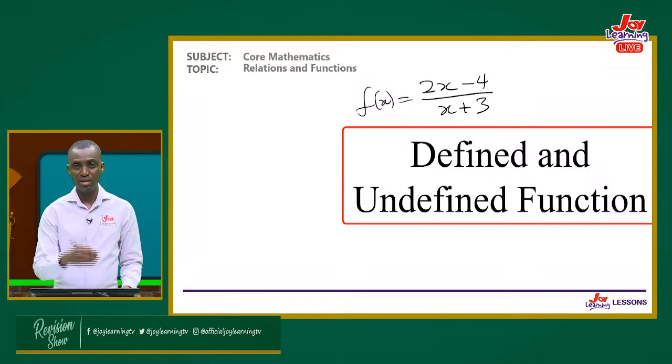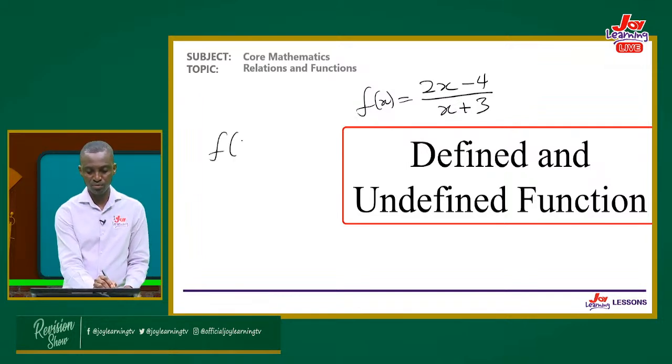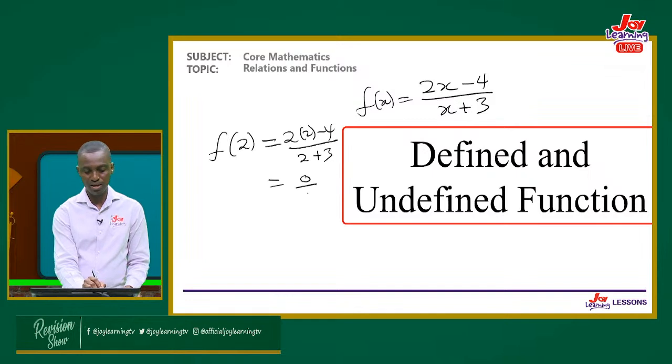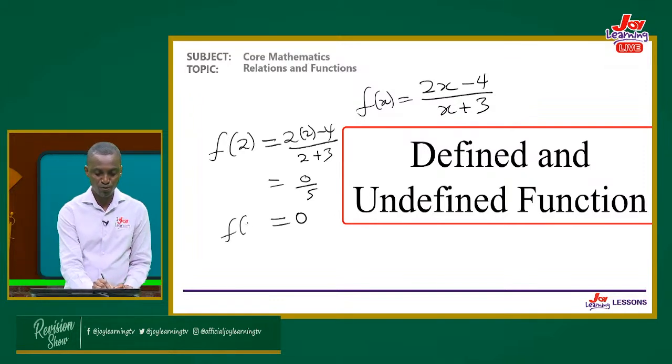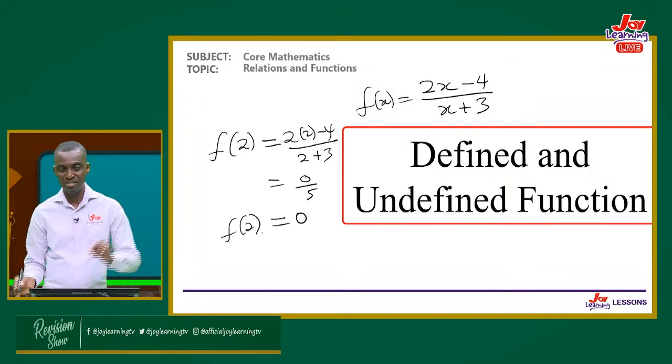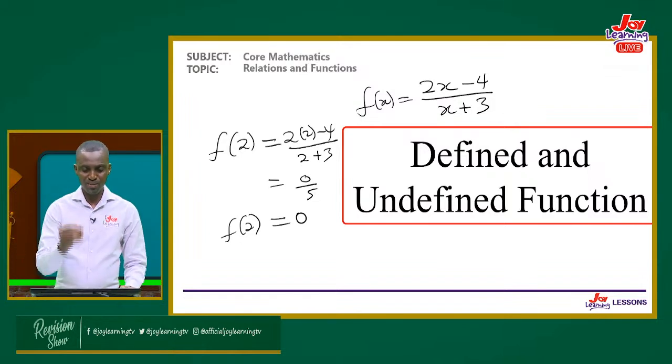So I'm going to put a number. Let's put a number like 2. So when you put 2 in, you are going to get 2 times 2 minus 4 divided by 2 plus 3. And that will give us 4 minus 4, 0 over 5. And the answer is 0. We've said that already, so it will be 0. So it means f of 2 gives me 0. That means 2 is a domain. Agreed? Agreed.